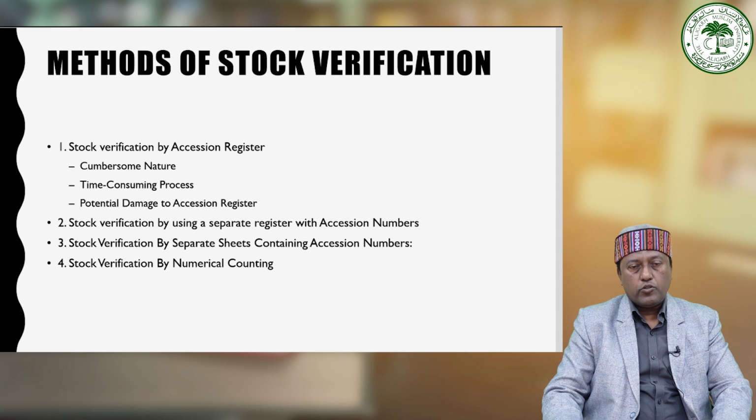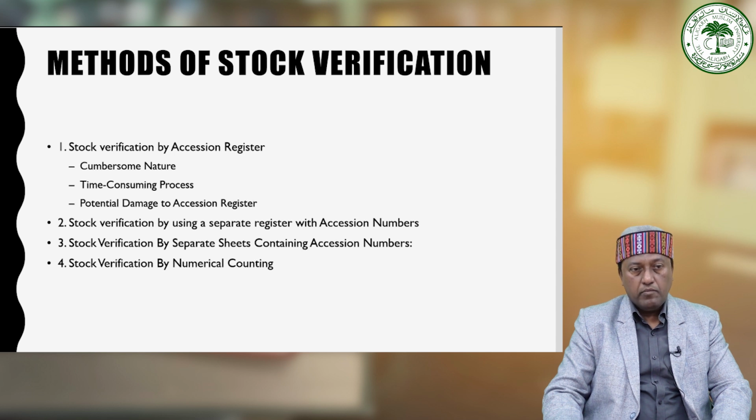So the method of stock verification by accession register involves physically carrying the accession register to the stack area, and one of the staff can read out the accession numbers and another person can verify the availability of the book on the stack and accordingly mark on the accession register that this book is available.